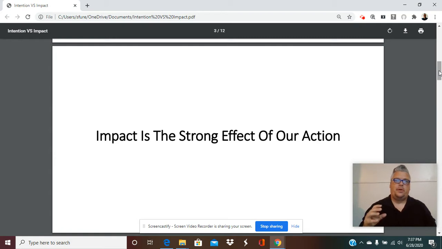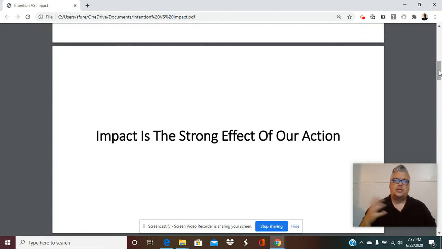So think of people, events, situations, your ability to make progress. Your impact is affecting those things. It's having a strong effect on those different variables.